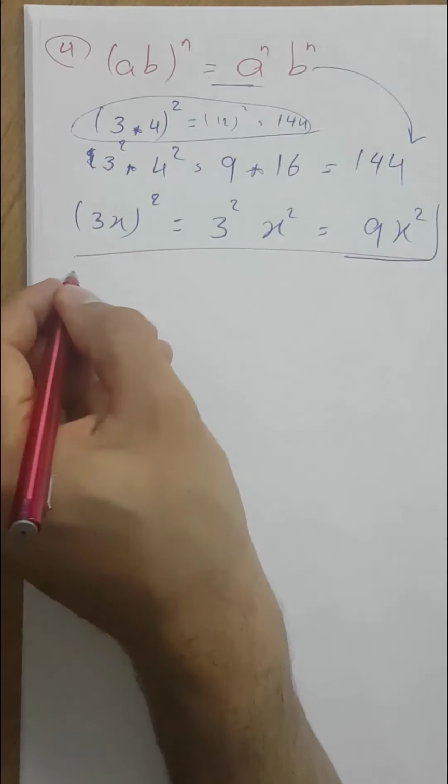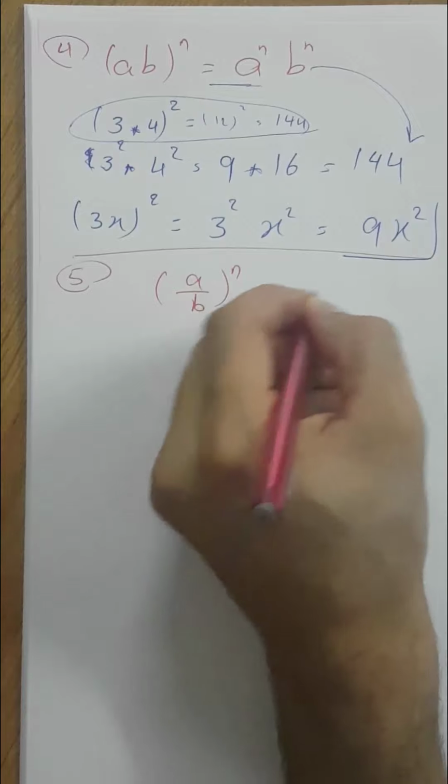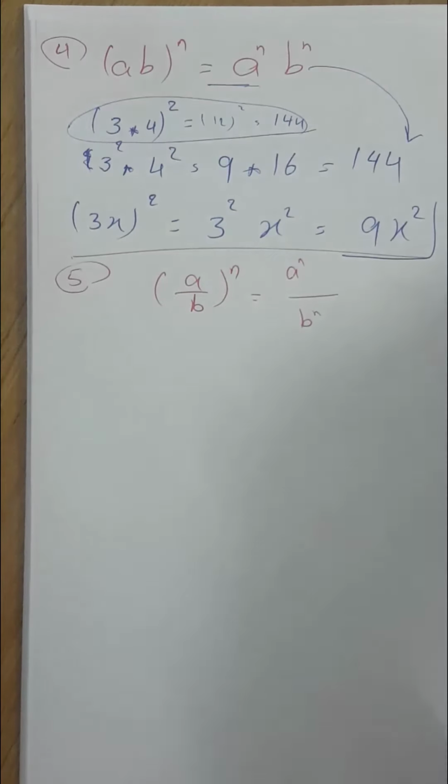Law number 5, we have (a/b) to power n, which is equal to a to power n over b to power n. Okay, what do you mean by that?